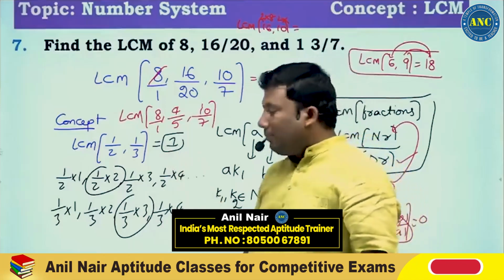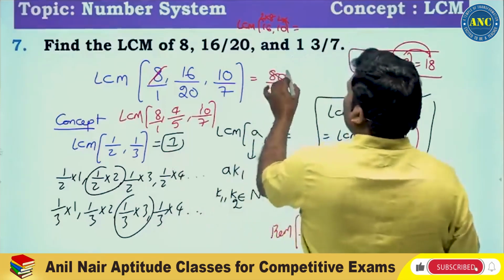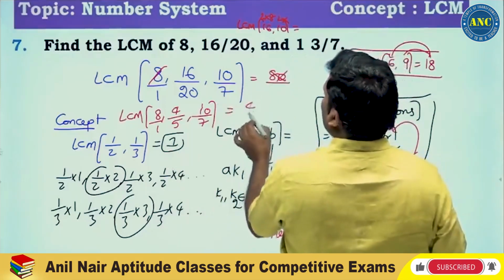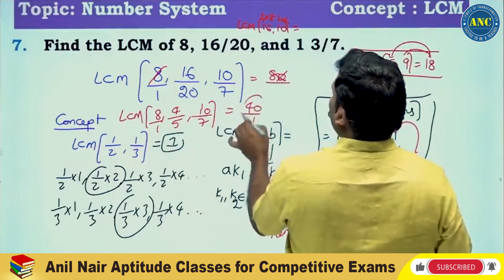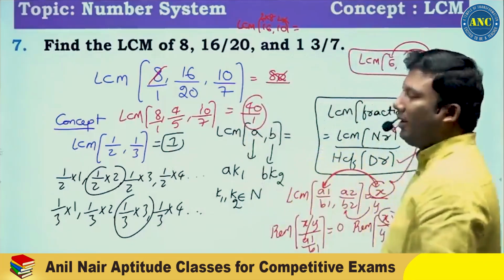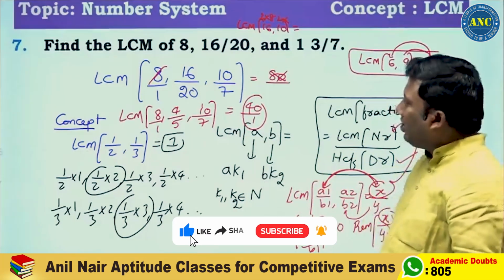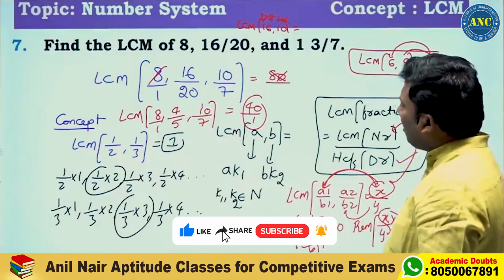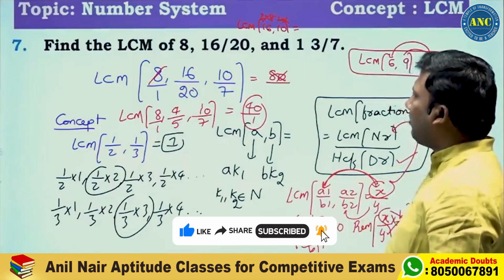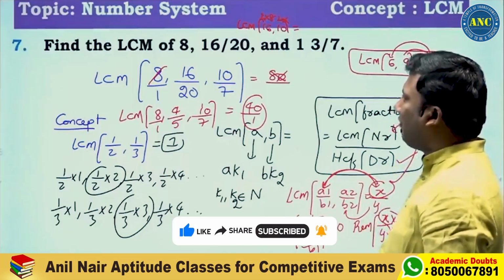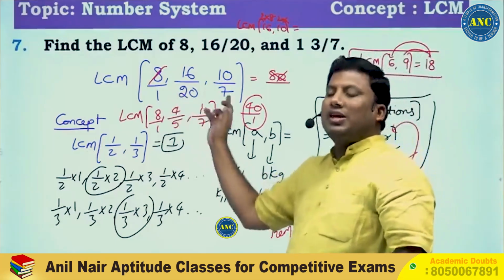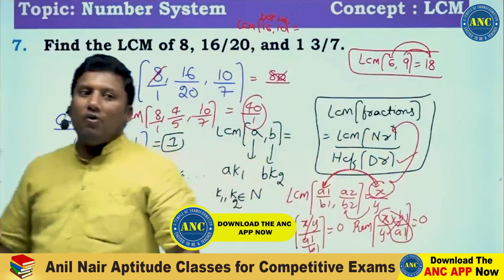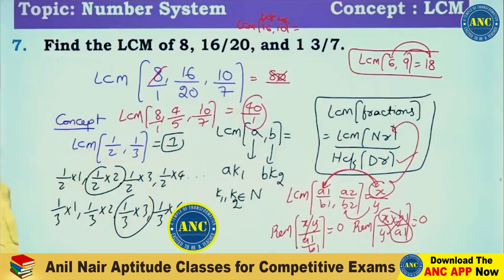Then apply LCM of numerator by HCF of denominator. This is 40 by 1. I hope the idea is clear. 40 by 1, LCM of numerator by HCF of denominator. 1 with any number, HCF is 1.